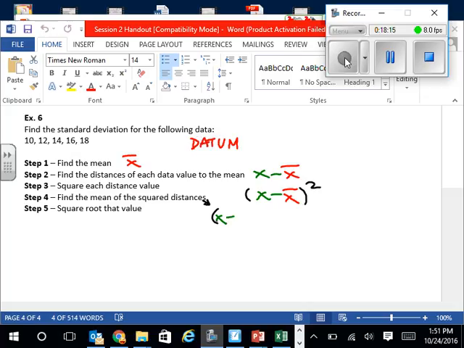Do I have 5 things I'm talking about? Did I have 10 of them to begin with? And then the final thing you do, you take the square root of the whole thing, everything. So I'll put square root of step 4. Whatever you get for step 4, you take the square root.